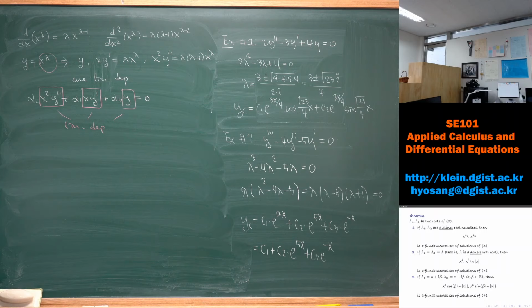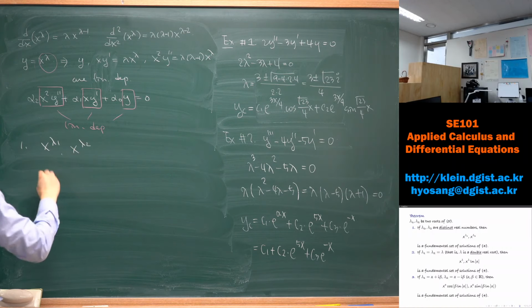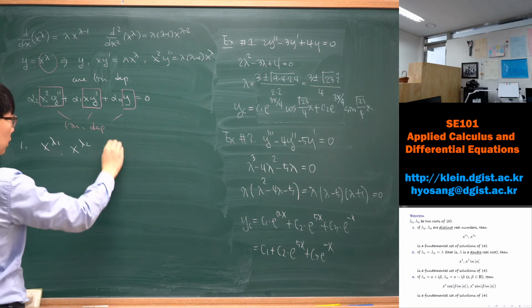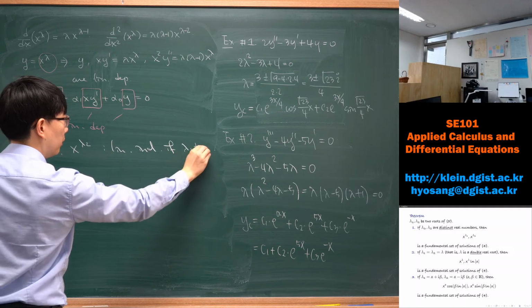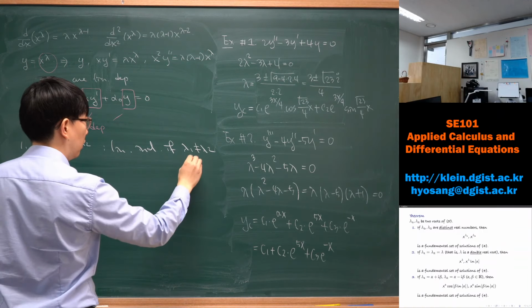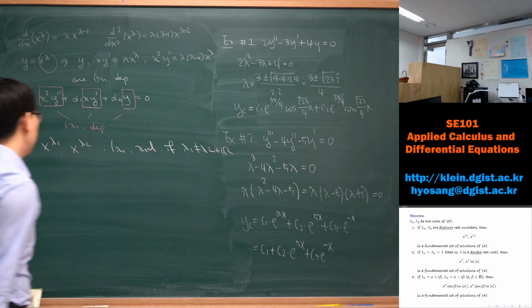Okay, so here we have the formula. And now suppose that we have, well, the first part is not hard. We have two distinct roots, x to the lambda 1 and x to the lambda 2. These are linearly independent if lambda 1 and lambda 2 are different and these are real numbers.